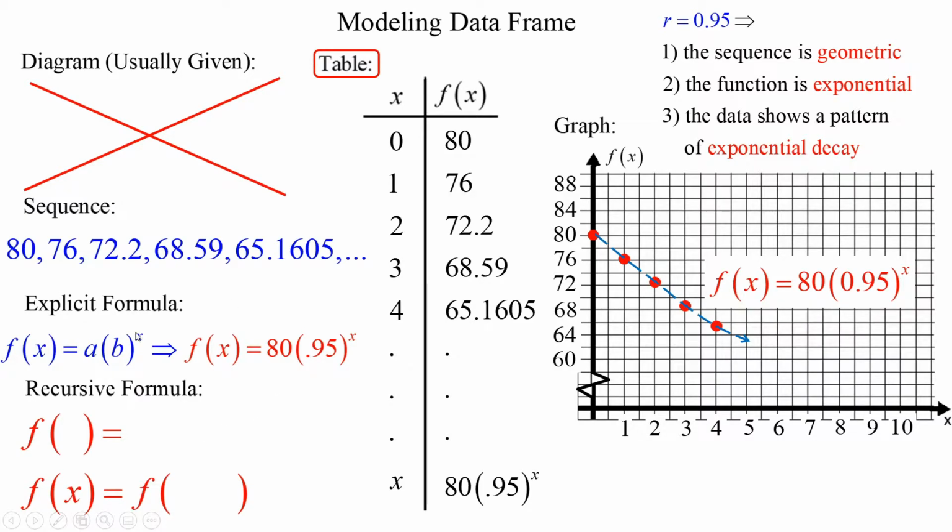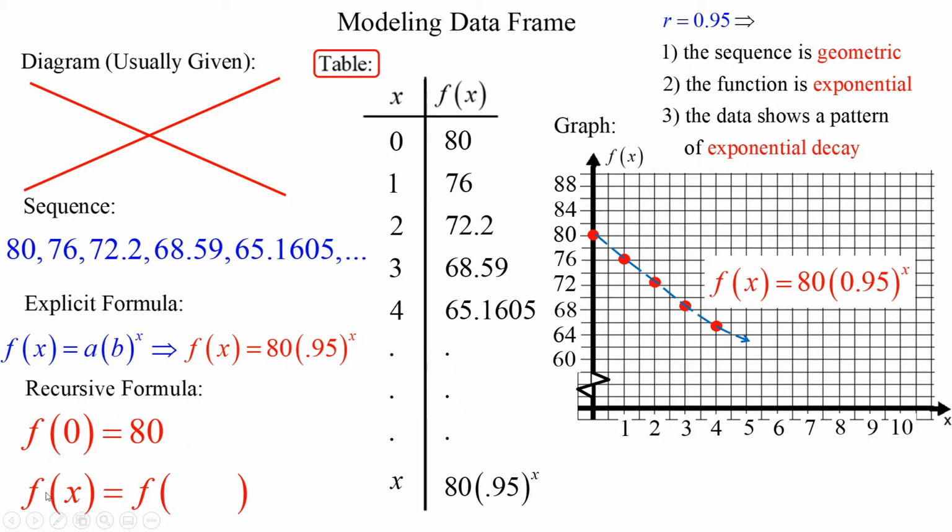So remember, game show, what's behind door number 1? My first x value, 0. What's behind door number 2? My first output, 80. There's my initial term in function notation, f of 0 equals 80.